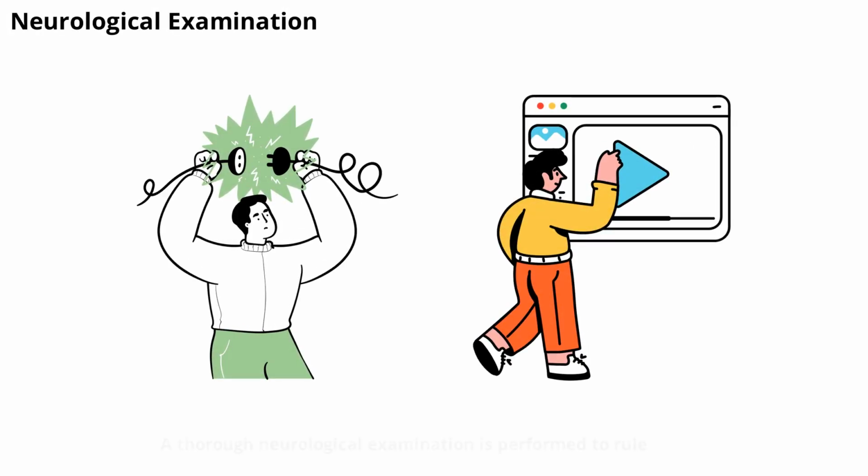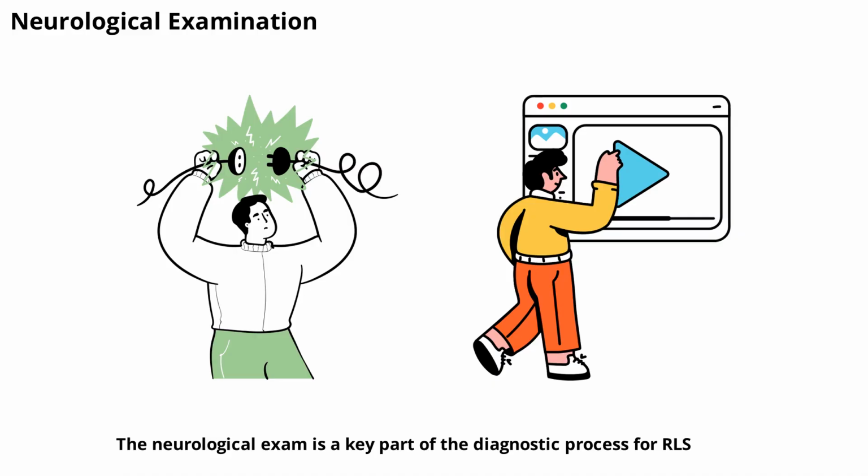A thorough neurological examination is performed to rule out other disorders that can cause similar symptoms, such as peripheral neuropathy or spinal cord issues. The doctor assesses reflexes, muscle tone, coordination, and sensory function. This step ensures that the symptoms are not due to another neurological condition, which might require a different treatment approach. The neurological exam is a key part of the diagnostic process for RLS.